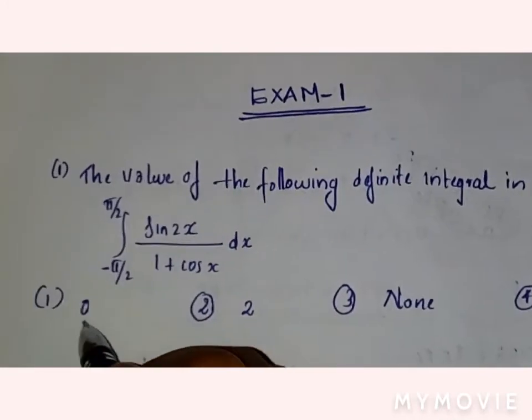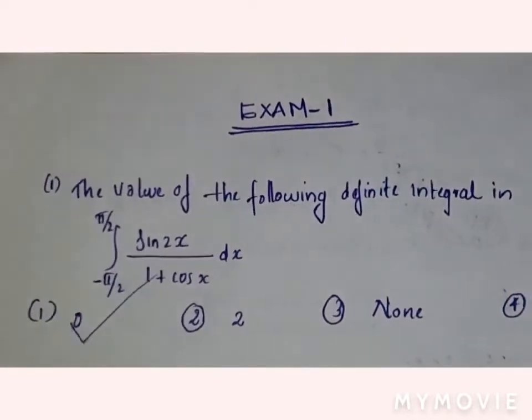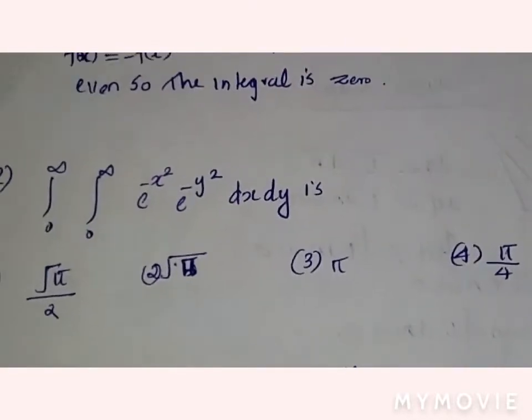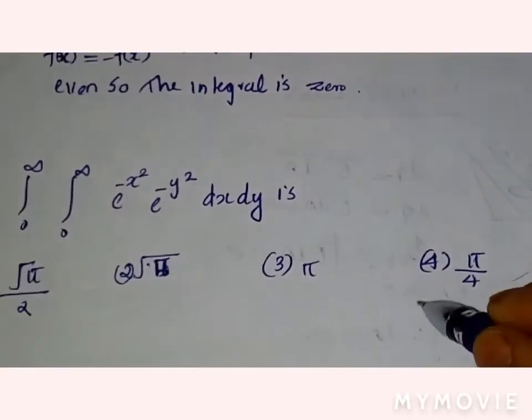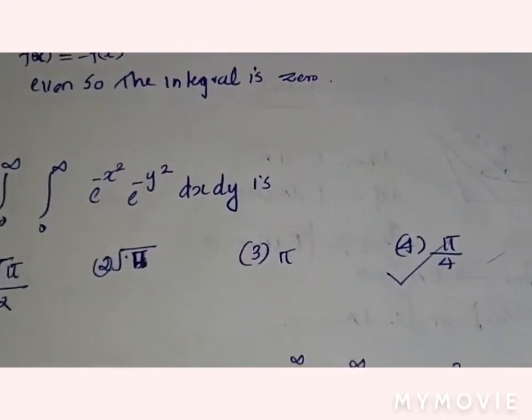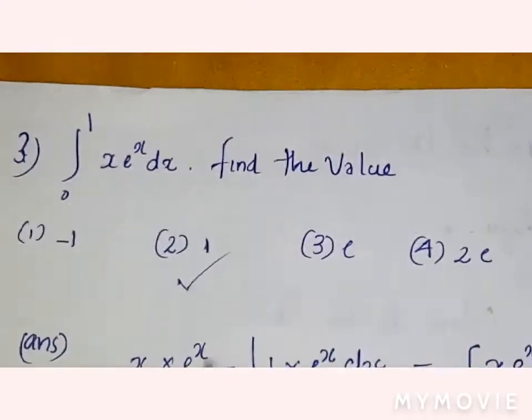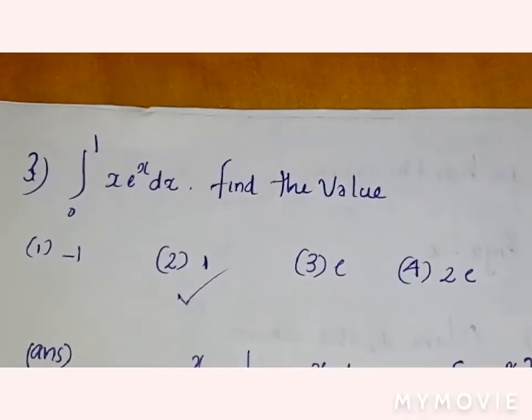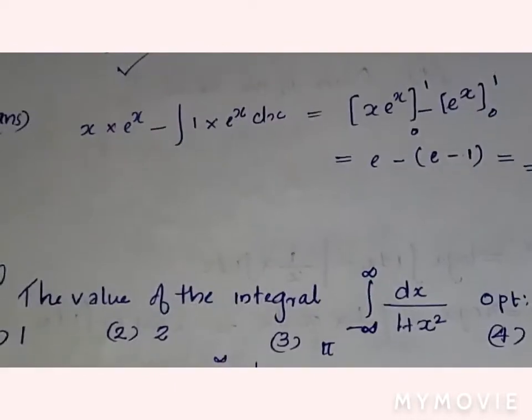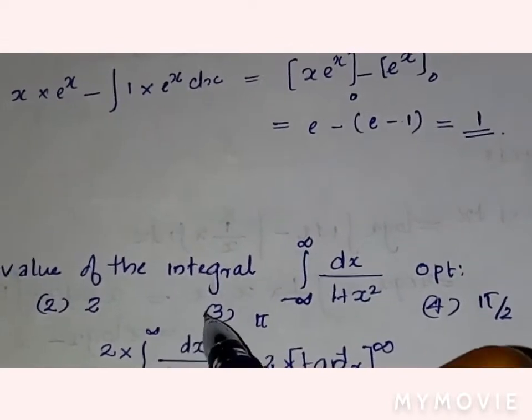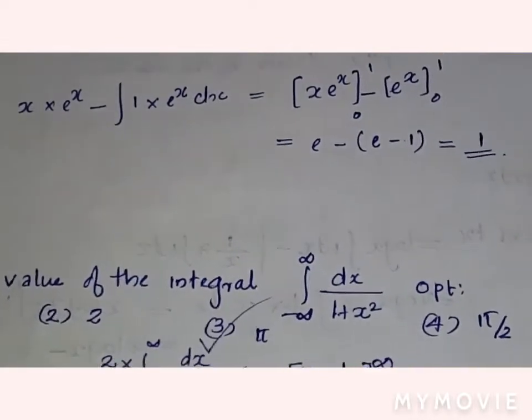For this question, the answer is 0. For this question, the answer is pi by 4. Fourth option. For this question, the answer is 1. Option 2. For this question, the answer is option 3rd, pi.